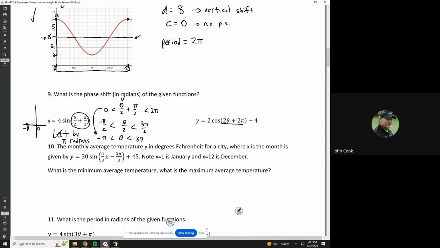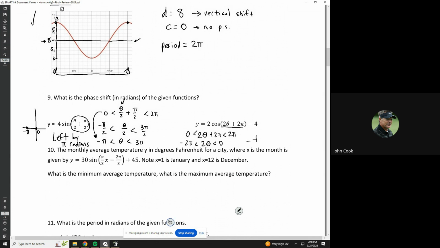So I take the stuff that's inside the parentheses, 2 theta plus 2 pi, and I do the same thing. I set it greater than 0 and less than 2 pi. And then I solve. So I subtract 2 pi from both sides. That gives me a negative 2 pi over here, less than 2 theta, and then less than 2 pi minus 2 pi, which is 0. And then I divide both sides by 2, and I get negative pi is less than theta, which is less than 0.